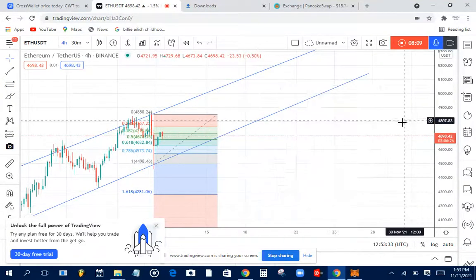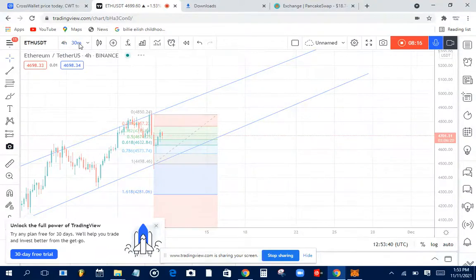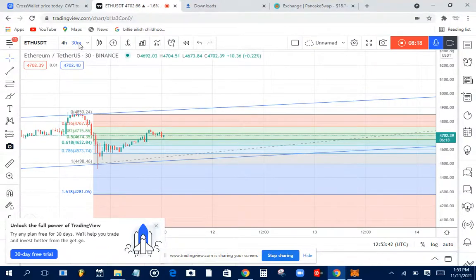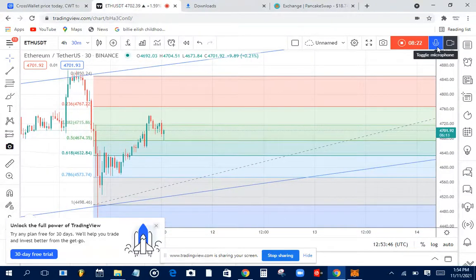Now with this, we can change to 30 minutes to look deeper into the trades, to see more candles, to get more details. Like I said, I'm going to teach you guys how to use Fibonacci, which is another topic on its own. I'm going to teach you that.